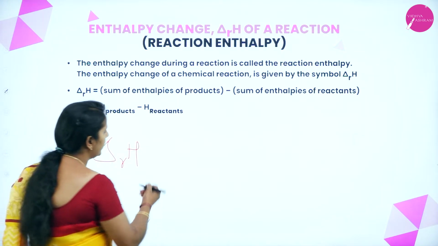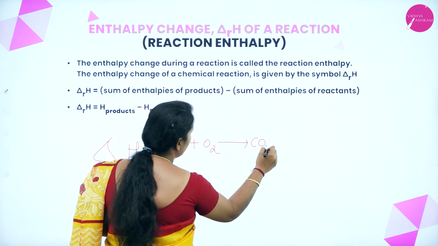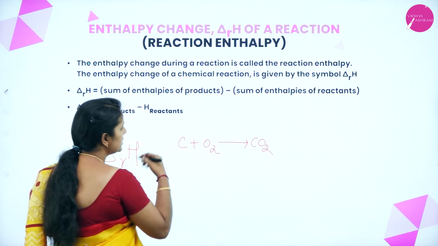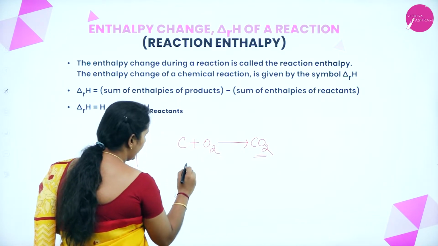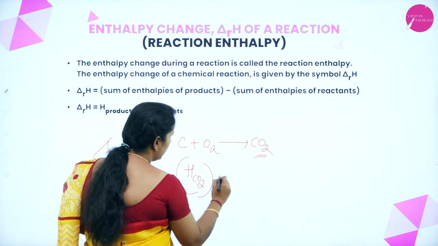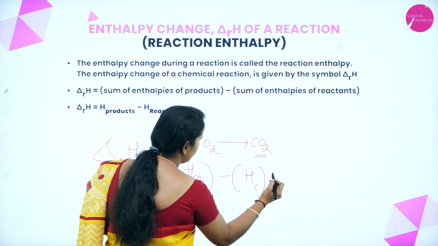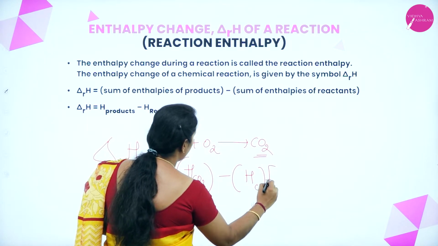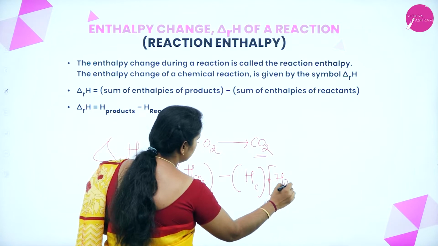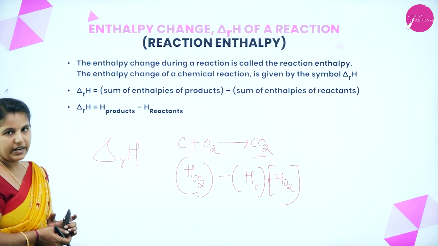For example, if I take carbon and oxygen giving rise to carbon dioxide, what is the enthalpy of the product? The enthalpy of the product minus the sum of the enthalpies of the reactants. Like this, we can measure the reaction enthalpy.